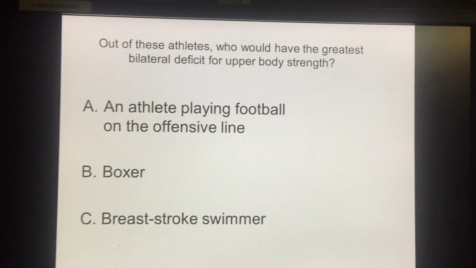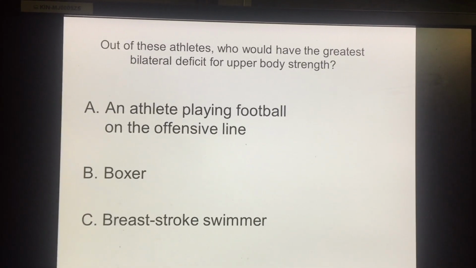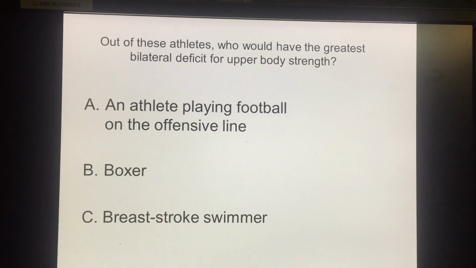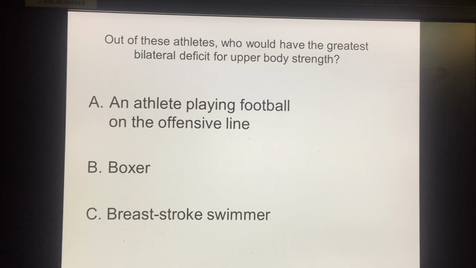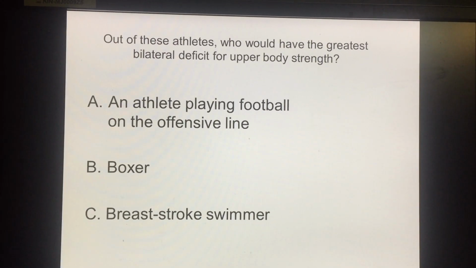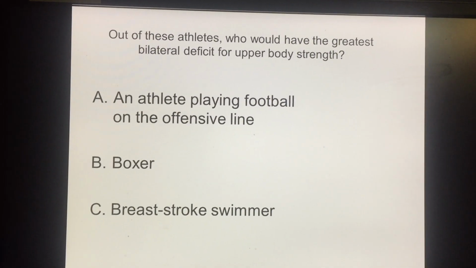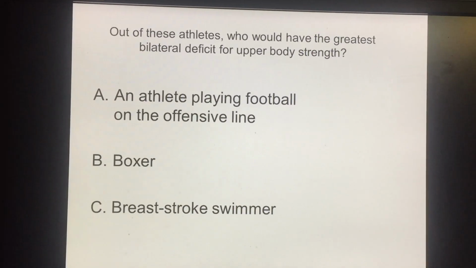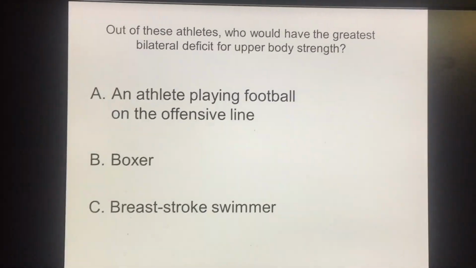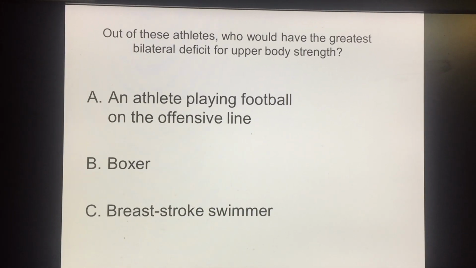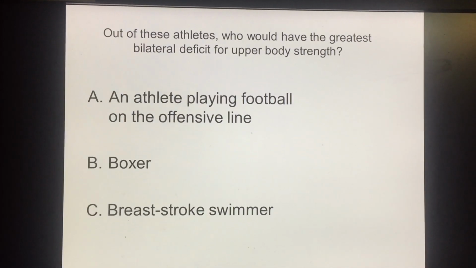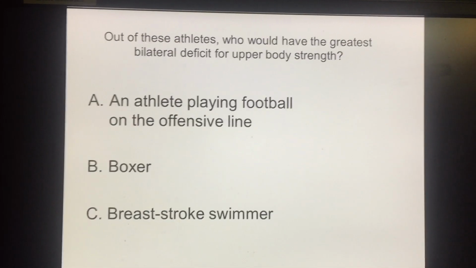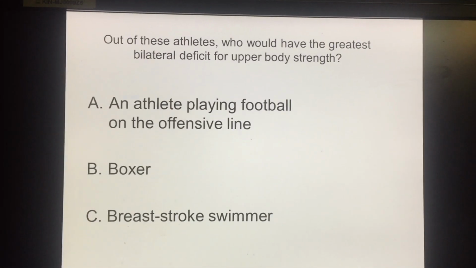Whereas the offensive line, the athlete playing on the offensive line, when you go to block on the offensive line, usually you're using contractions in two arms at the same time. So they're doing a lot of bilateral contractions. So their bilateral strength becomes stronger relative to their unilateral strength. So their bilateral deficit disappears. And same with the breaststroke swimmer. So if you think about the breaststroke, you're using in the upper body and the lower body, contractions with two limbs at a time. So a lot of bilateral contractions, and that makes the bilateral deficit disappear.